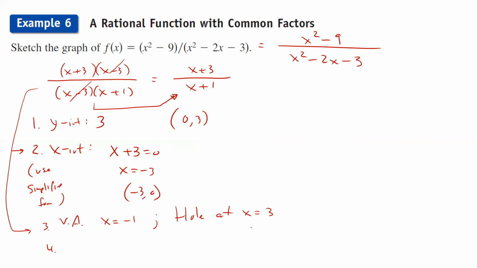Horizontal asymptote, a vertical asymptote, x equals -1. There's a hole at x equals 3. We don't know what the y value is, but we just know the hole is there. And for horizontal asymptotes, what do you guys say? Case A, B, or C? They're proper, they're the same, or they're improper. Same. So in this case, it's going to be the ratio 1/1, or just 1. Okay, I think we're ready for graphing. Let's go for it.